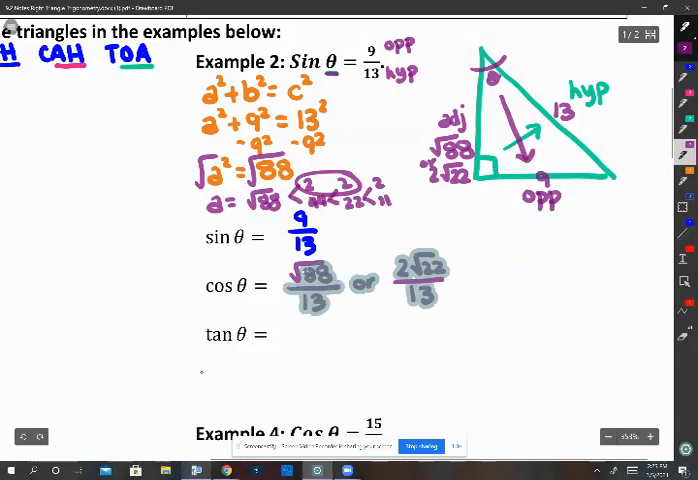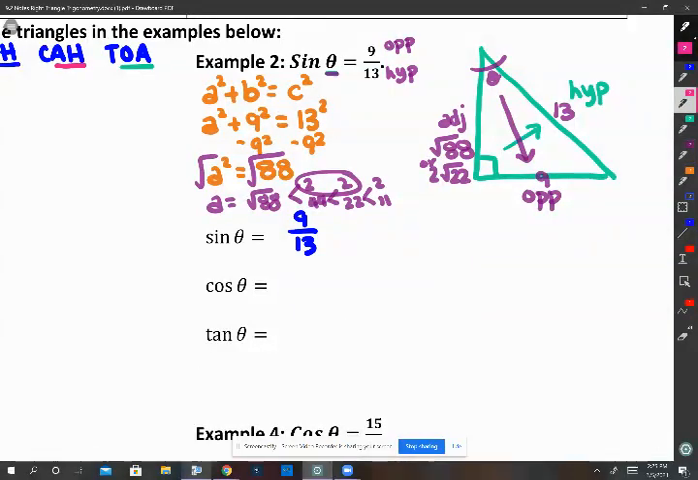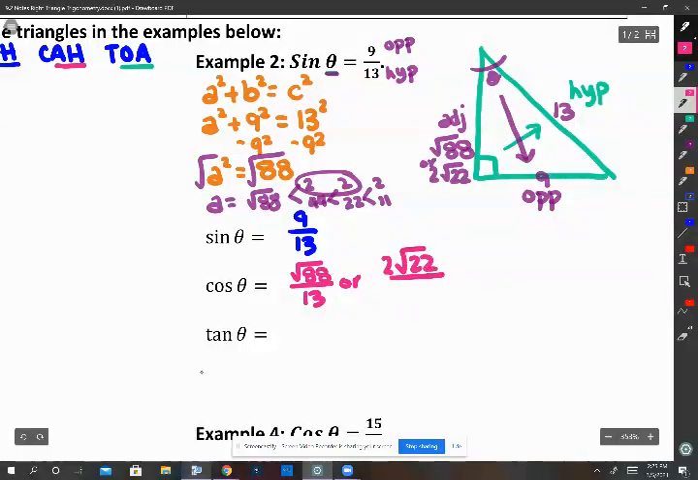I was going to do that in pink for cosine. Okay, so again, cosine is adjacent over hypotenuse, or we could write it as 2 root 22 over 13. Either one. And then our last one is tangent, and tangent is opposite over adjacent. And we can either write it like this, or we could write it as 9 over 2 root 22.